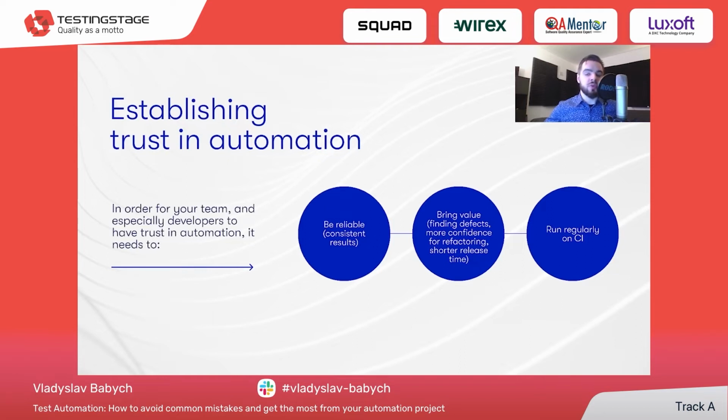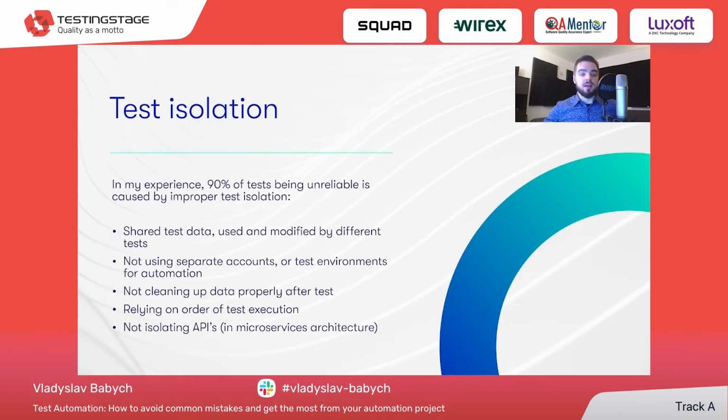It needs to be run regularly to bring this value and to show it. But of course, in order to bring this value, automation needs to be reliable, to be trustworthy. So let's discuss how we can make it happen. Which brings us to the point of test isolation. In my experience, about 90% of cases of tests being unreliable is caused by improper test isolation.